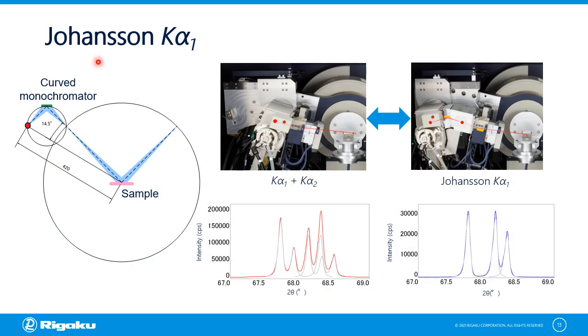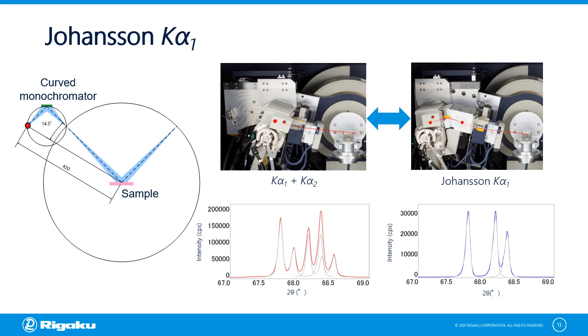Johansson monochromator is a curved single crystal. It is placed between the X-ray source and the sample. K-alpha-1 radiation from the source is diffracted by the crystal and introduced to the sample. The X-ray is kept as a divergent beam for Bragg-Brentano reflection geometry, or you could have an optic after the Johansson to shape the X-ray beam to parallel or focusing depending on your application types.